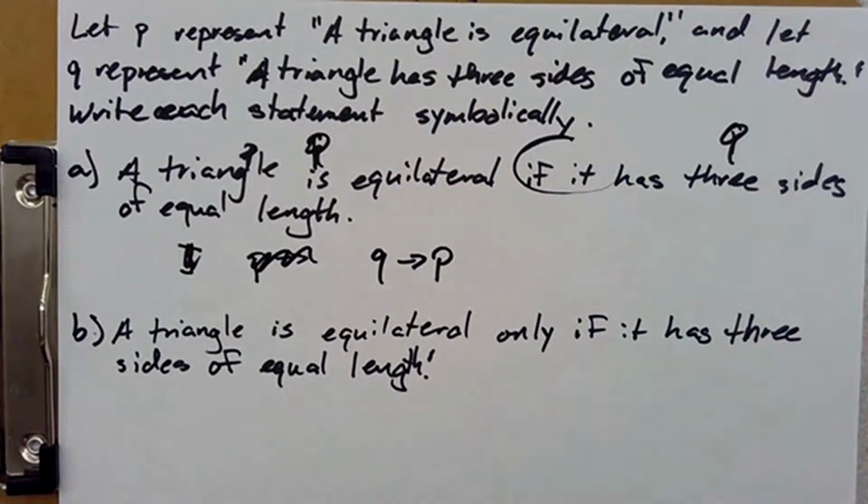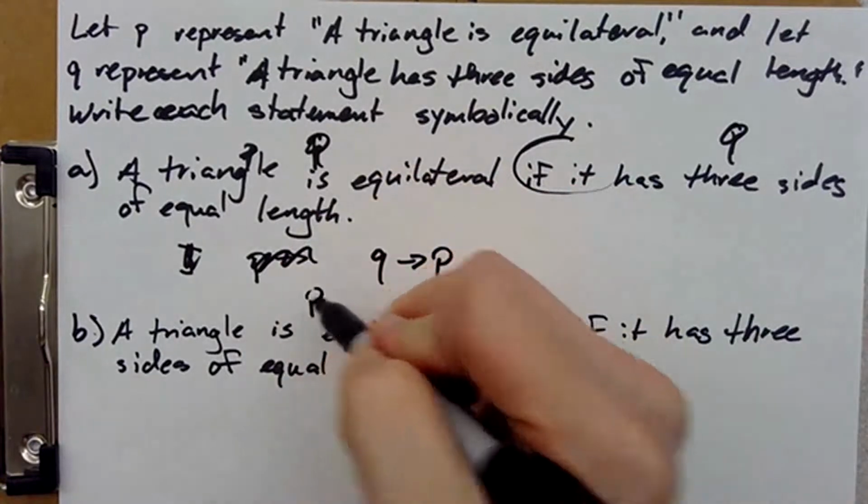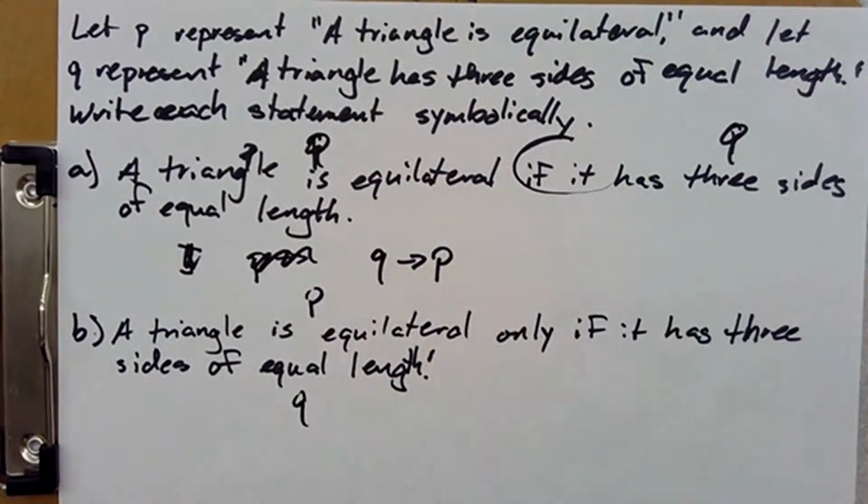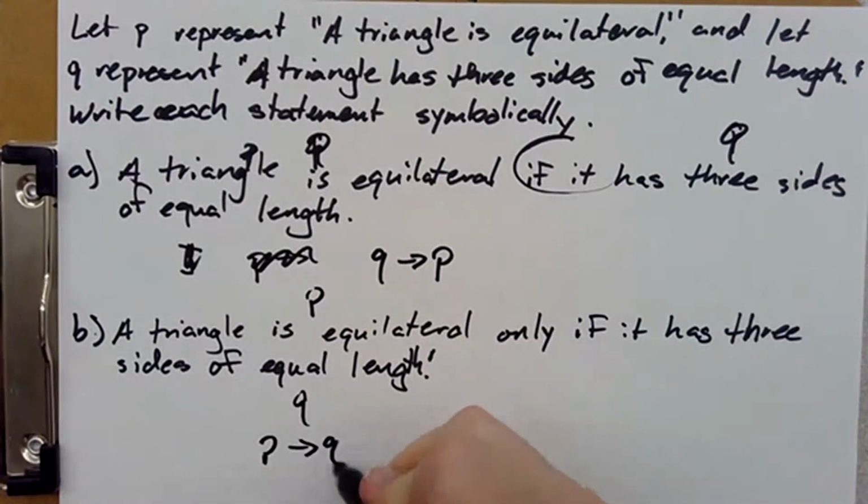A triangle is equilateral, again, this is our P and this is our Q, only if it has 3 sides of equal length. That means we've got P implies Q.